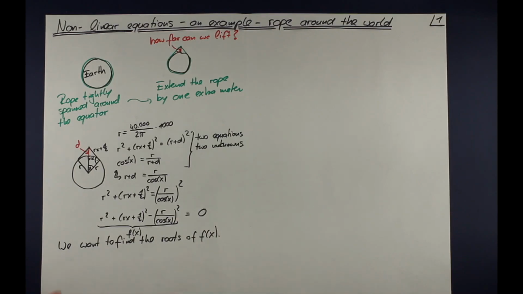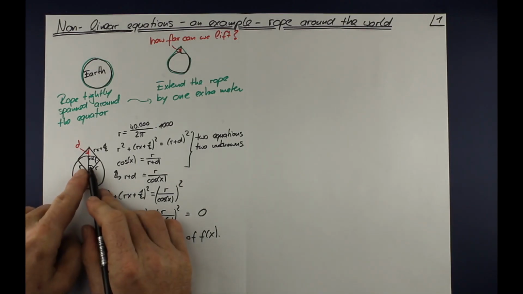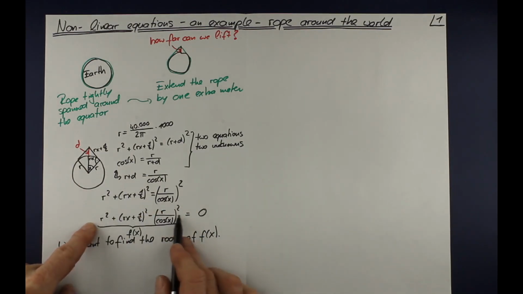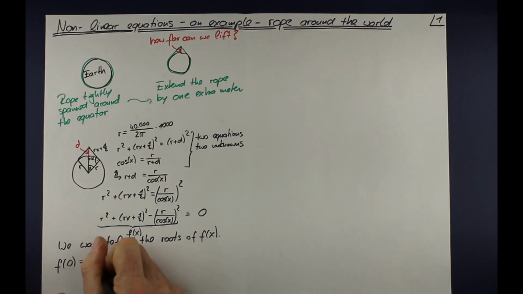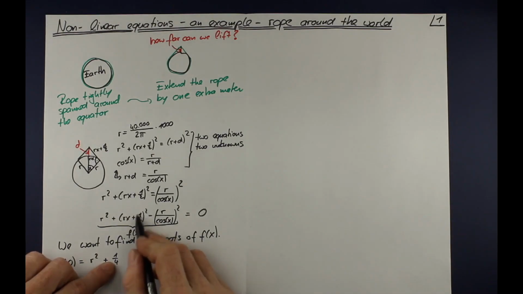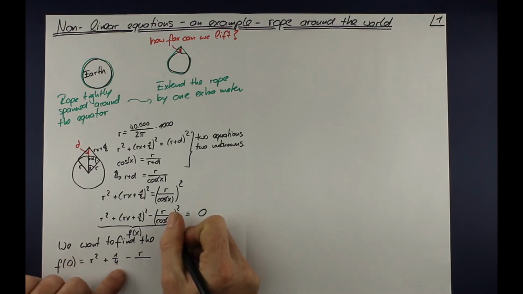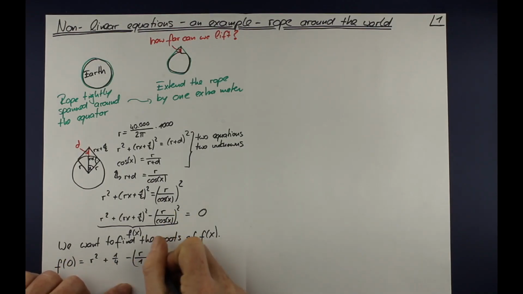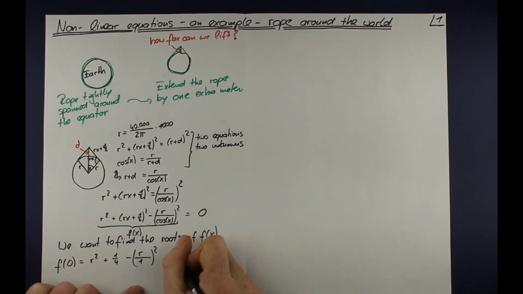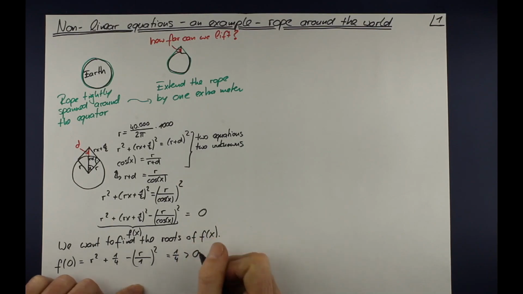Okay, what can we analyze in that situation? We know if the angle is chosen to be 0, then what is the result of f? The result is r squared plus 0 plus a quarter, a half to the power of 2 is a quarter, minus r divided by cosine of 0, this is 1. And so we have r squared minus r squared plus a quarter. So we have a quarter, and this is more than 0.